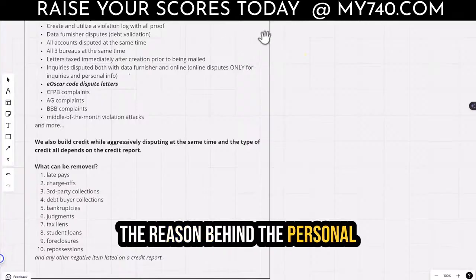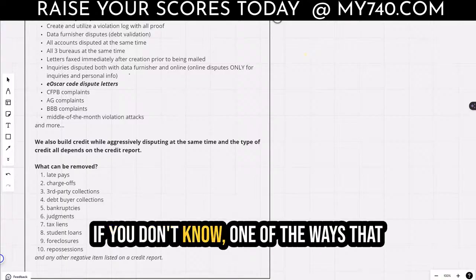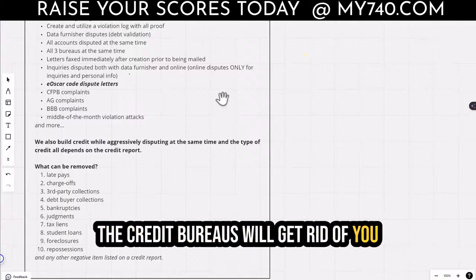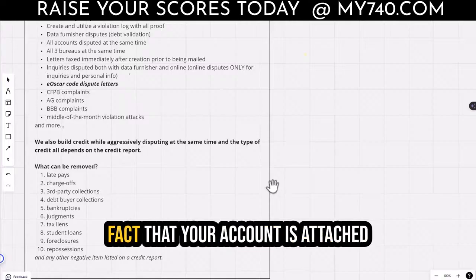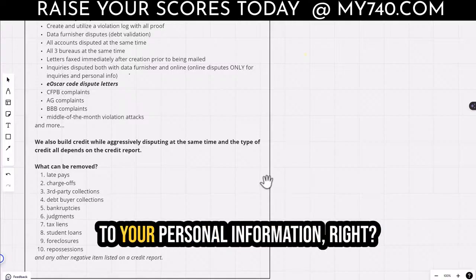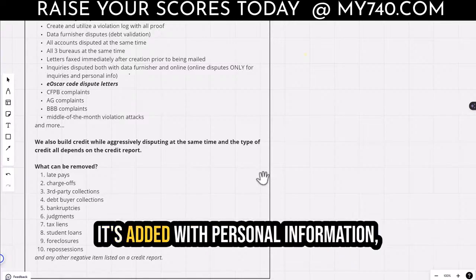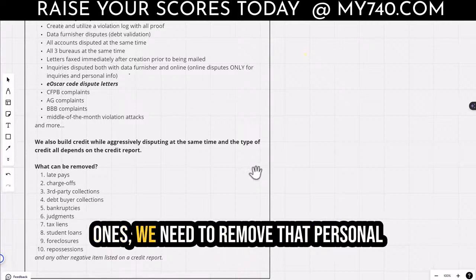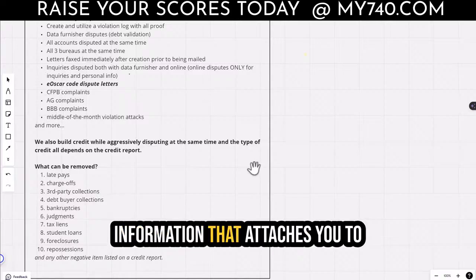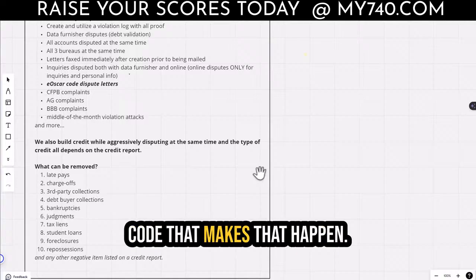The reason behind the personal info dispute is more important than how to dispute it. If you don't know, one of the ways that the credit bureaus will get rid of you quickly is by you submitting a dispute and them just verifying or doing a fake investigation just based off the fact that your account is attached to your personal information, right? When an account is added to your credit report, it's added with personal information like your name, your date of birth, your social, etc. With the negative ones, we need to remove that personal information that attaches you to the account and the geographical code that makes that happen.